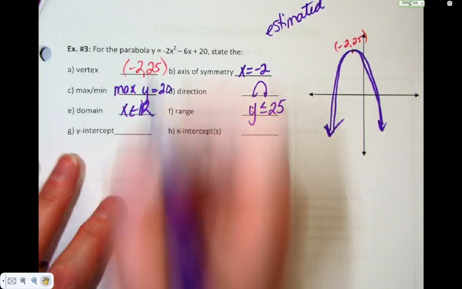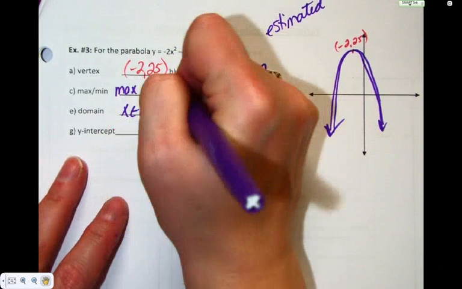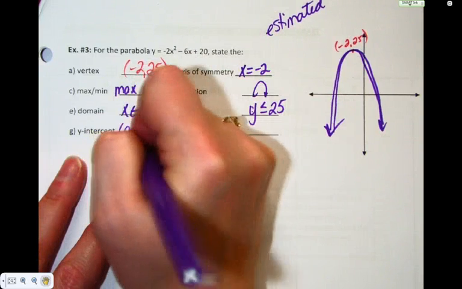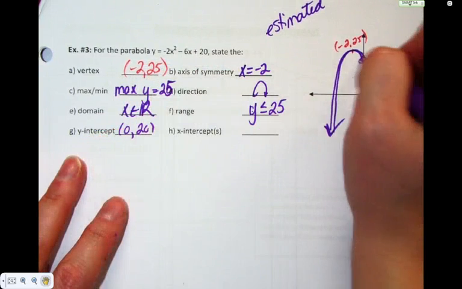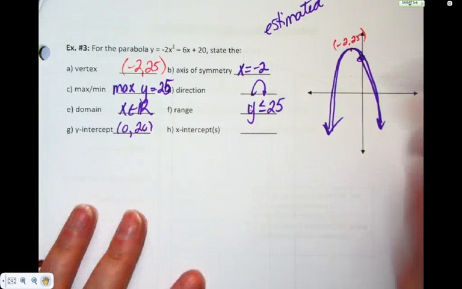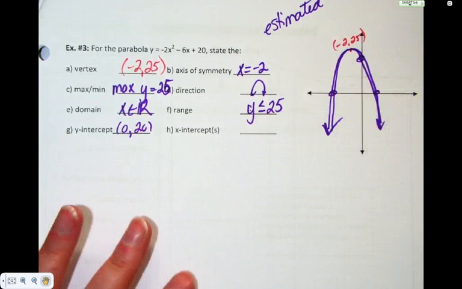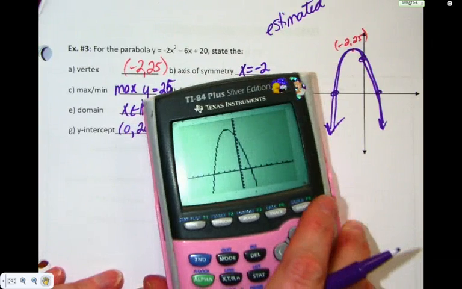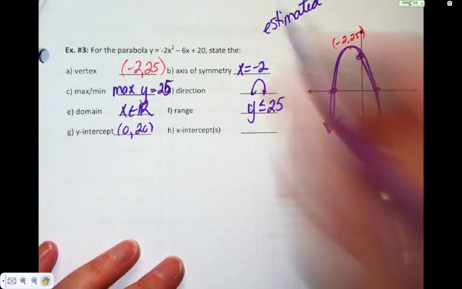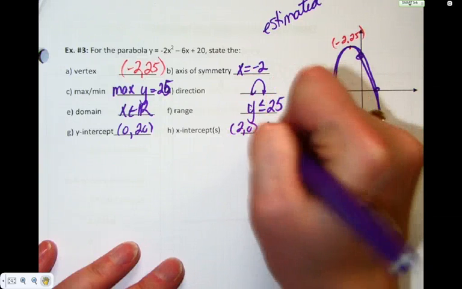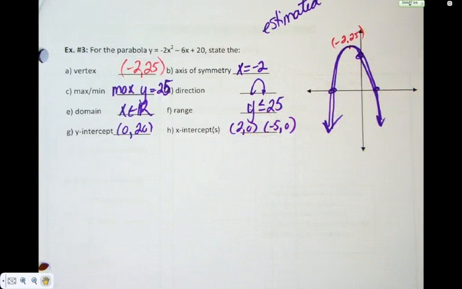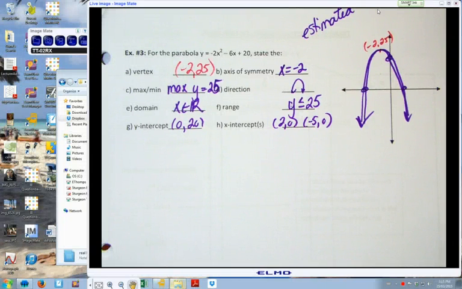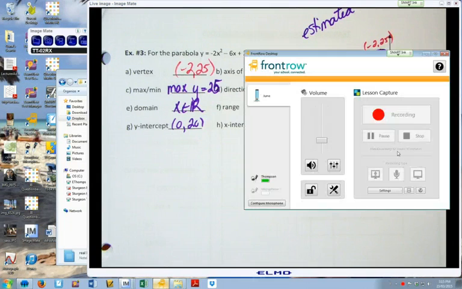The y-intercept, this is actually where this should have been 25. It should be 20 down here, my fault, because it's a little bit less. X-intercepts: 2 and -5. So 2 and what? We said -5.